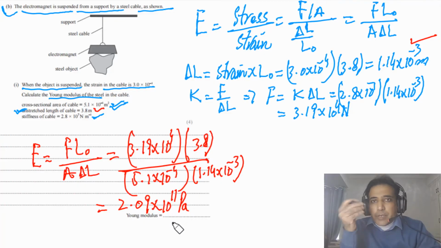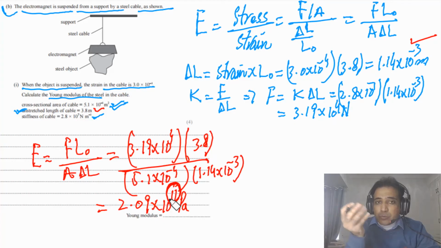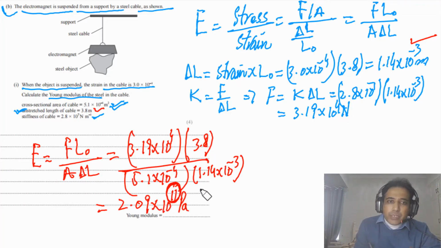So it is very important to remember that the order of magnitude of Young's modulus is about 10 to 11. Young's modulus of steel is about 10 to 11 pascals. So next time if you do a calculation and you get a very small answer or a very big answer, it means that is not right. So it's very important to remember the value of Young's modulus for steel. It is in the range of 10 to 11, meaning the order of magnitude is 10 to 11 pascals.